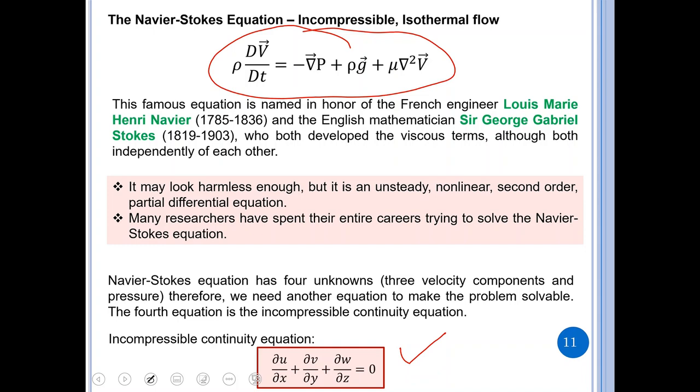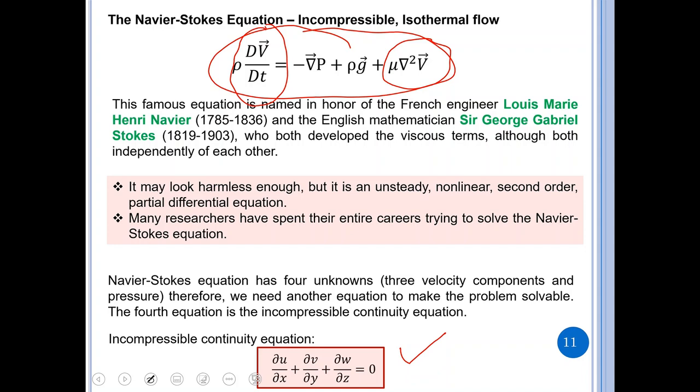But if you pay attention, this equation is an unsteady equation, dv over dt. It is non-linear and it is a second order partial differential equation. Now many researchers have spent their entire careers trying to solve the Navier-Stokes equation. And this is the fundamental equation in fluid dynamics, I must say.